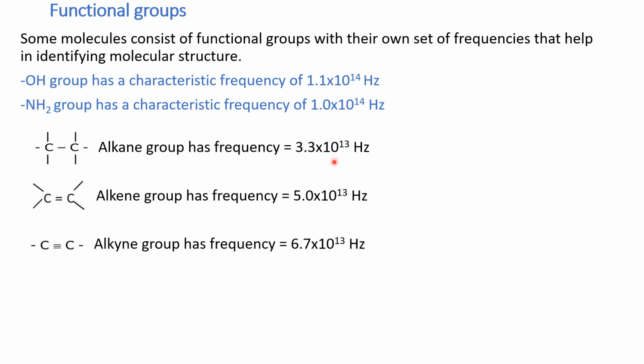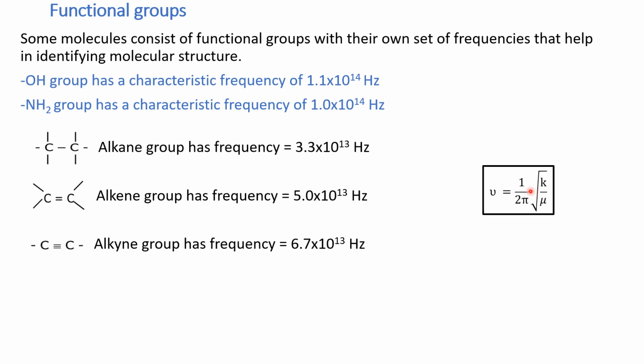Similarly, we have 3 different frequencies for carbon bonding. When there is a carbon-carbon single bond, we have this much frequency. When there is a carbon-carbon double bond, we have this much frequency. And when there is a carbon-carbon triple bond, we have this much frequency. And we see that as the number of bonds increases, the frequency also increases.